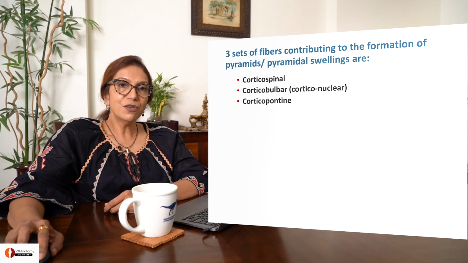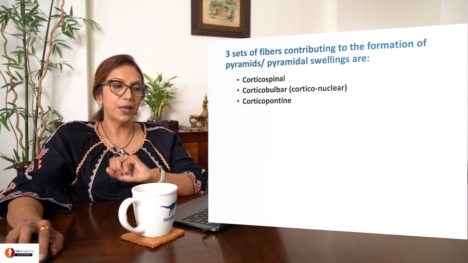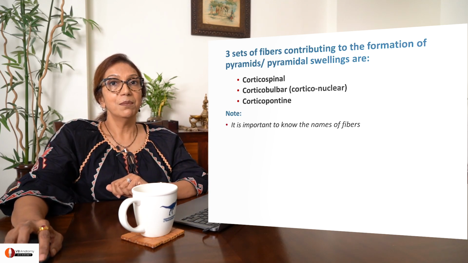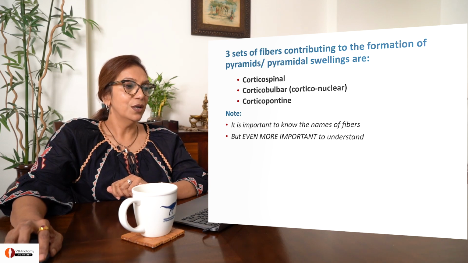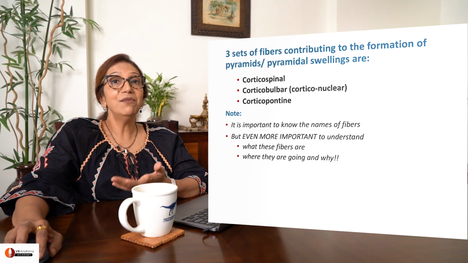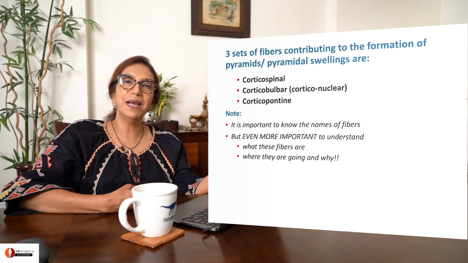So, three sets of fibers form the pyramids: corticospinal, corticobulbar, corticopontine. It is important to know the names of these fibers, but it is even more important to understand what these fibers are, where they are going, and why. So, why are fibers coming from cortex and going to cerebellum?